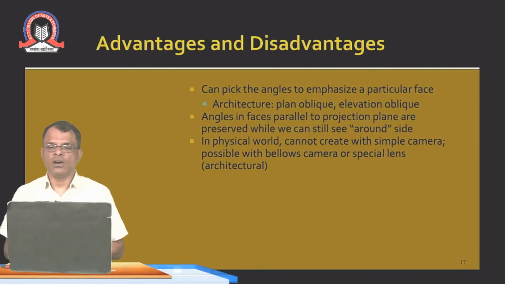In the physical world, you cannot create this with a simple camera, but it is possible with below cameras or spatial lenses, architectural. So there are some architectural cameras that come on the market. With the help of those you can have these oblique views, because they actually preserve the aspect ratios and everything of the objects clicked.